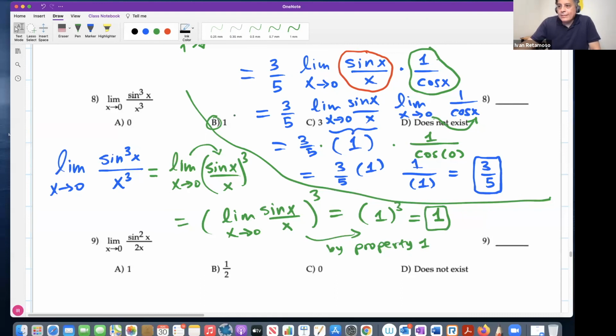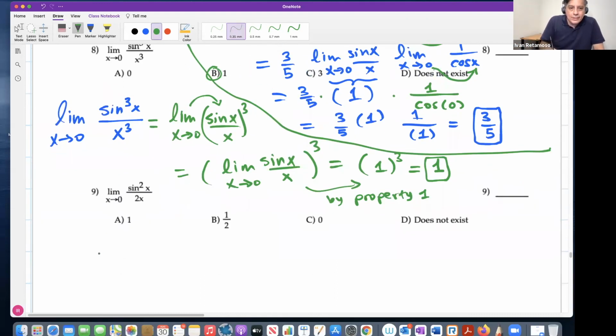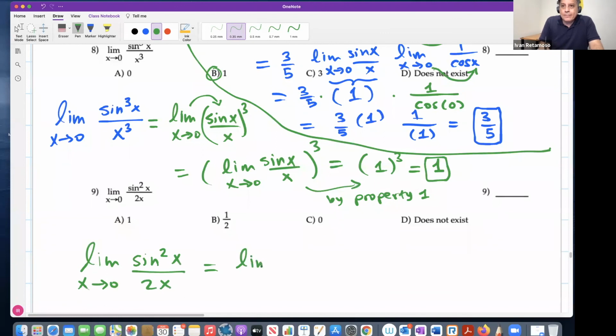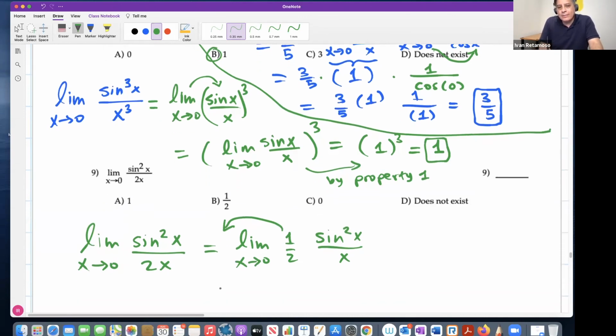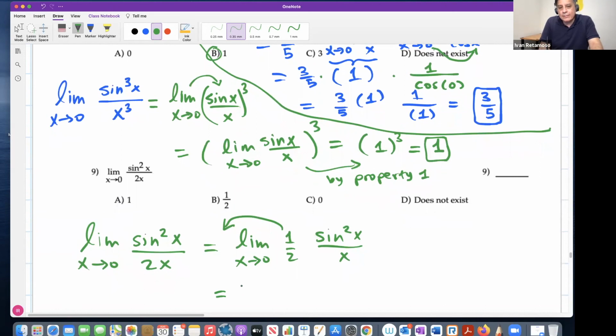For number 9, try to apply some tricks here. Sine squared of x over twice x, as x approaches 0. Try to figure this out. First hint, I will give you this hint. Separate the 1/2, the constant part, from the rest. Take this 1/2 outside, and then break it down. Maybe you can write sine of x times sine of x, and then it should come out there. Try to figure this out.